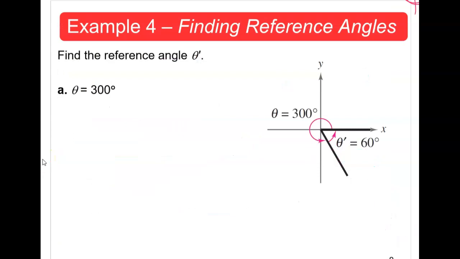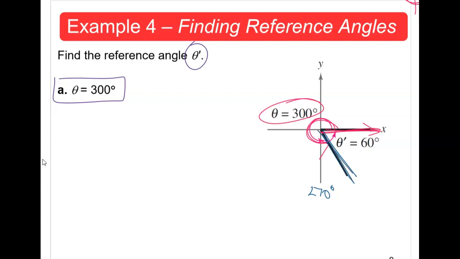In example 4, we're going to find the reference angle theta prime when theta is equal to 300. So for theta, in standard position, start at the positive x-axis and go in the counterclockwise direction, and that will be theta. It is greater than 270, so it will be placed right here. So theta prime is going to be the angle formed by the terminal side of theta and the positive x-axis. So theta prime is right here.